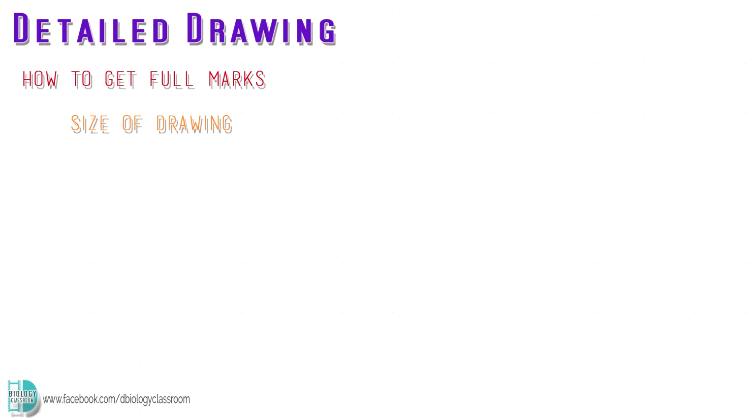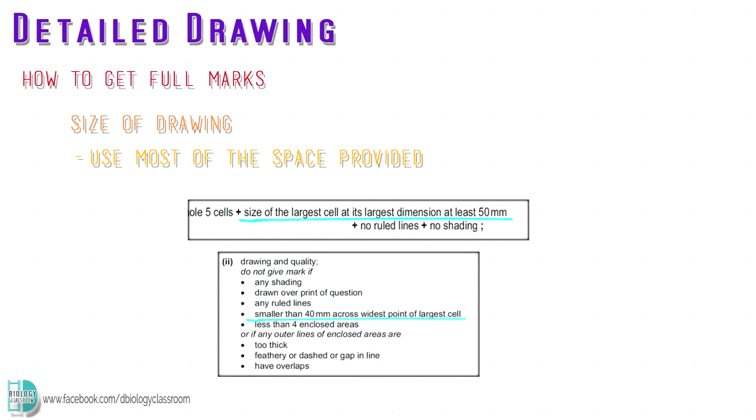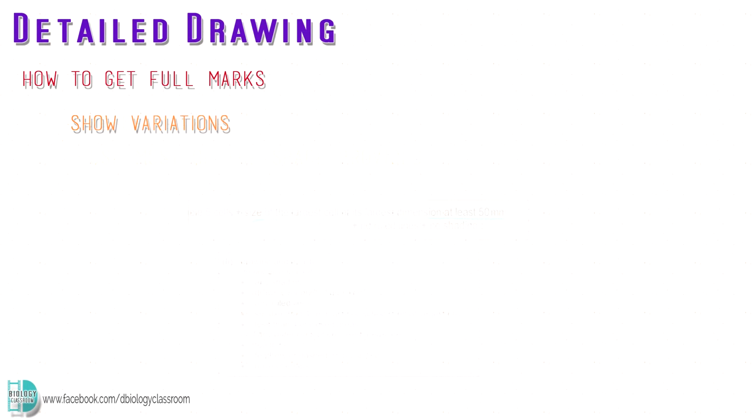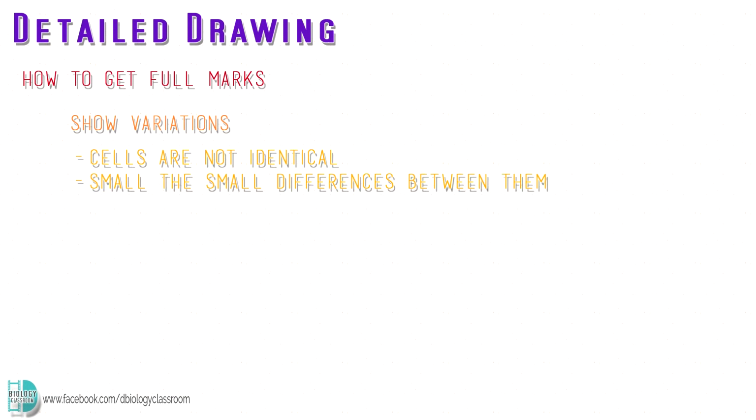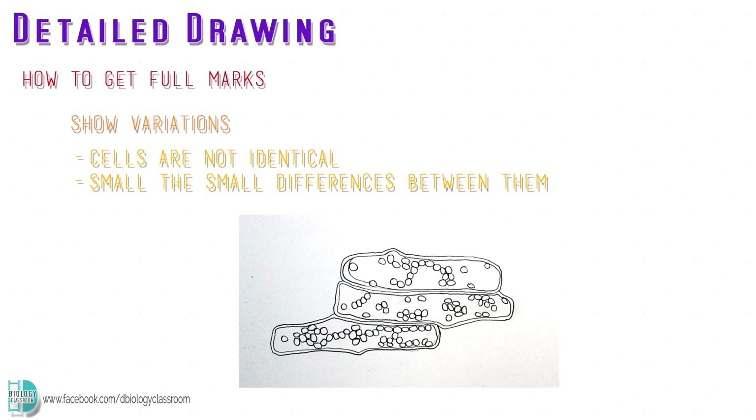Number 3, the size of your drawing. You must use up most of the space provided. In the marking scheme, there is usually a minimum measurement your drawing has to exceed in order to get the mark. Number 4, show variations when you are drawing a few cells of the same type. It is impossible for the cells to be identical in real life, so in your drawing, show the difference between them in terms of shape, size, or orientation if you can see it.